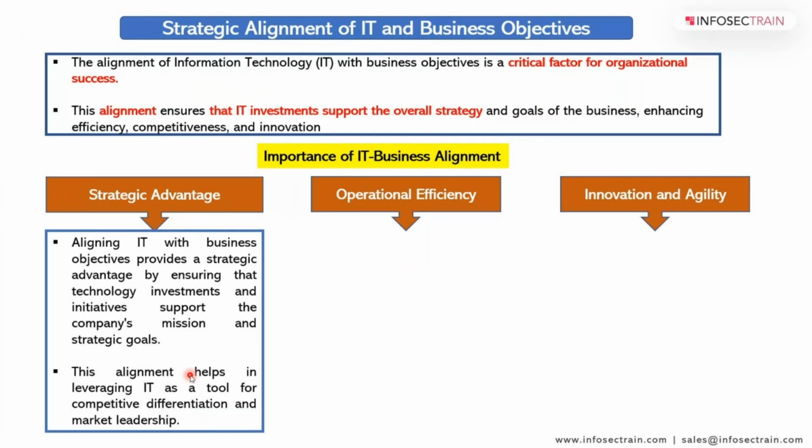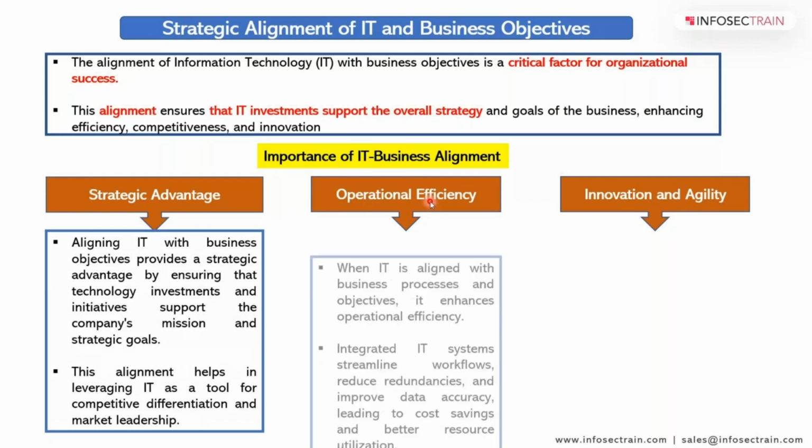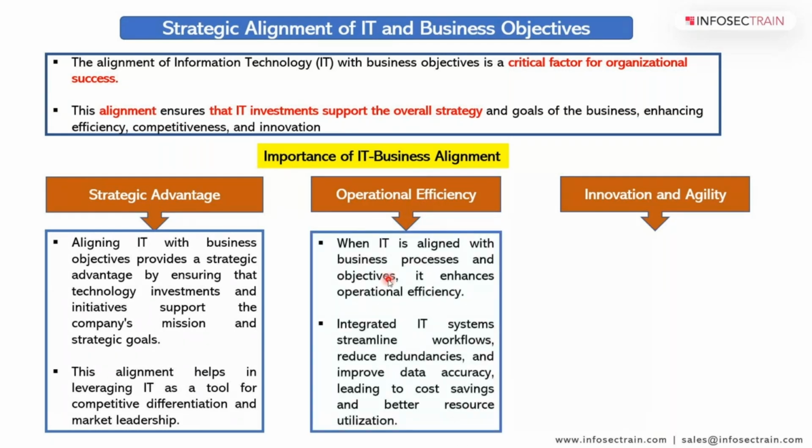Second is operational efficiency. When IT is aligned with business process objectives, it enhances operational efficiency. Integrated IT systems, what is the main benefit? They streamline the workflows, reduce redundancy or a single point of failure, and improve data accuracy. Your data must be accurate. The more accurate your data is, the more effective your reporting will be, thus leading to cost savings and better resource utilization.